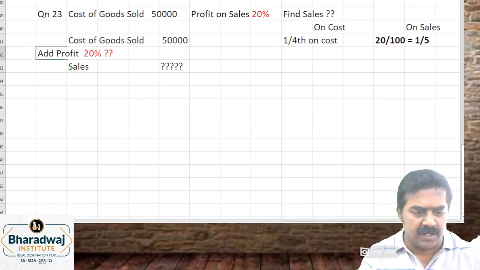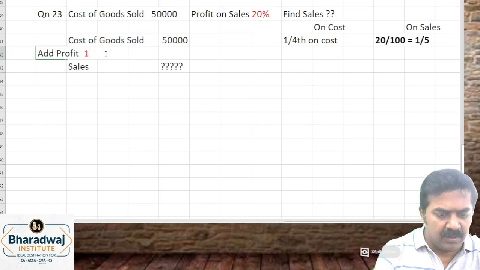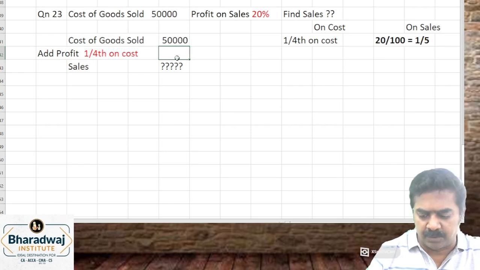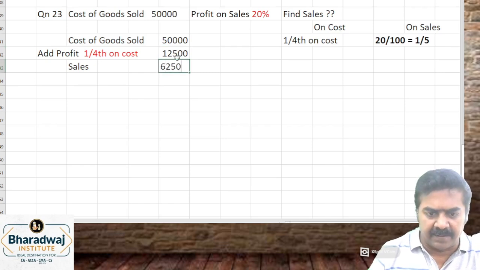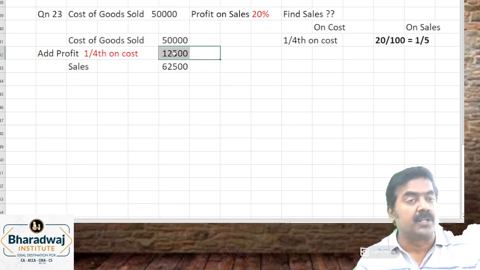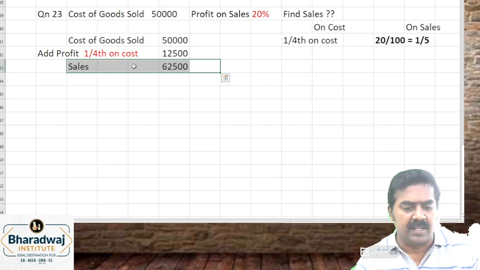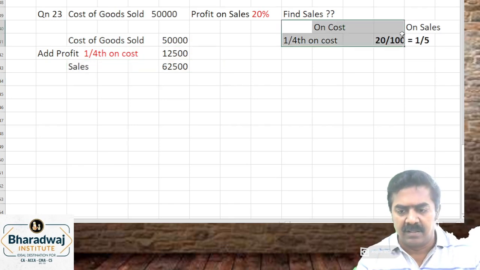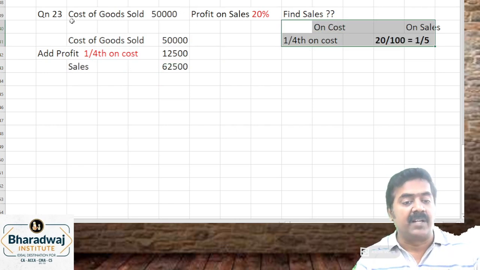So profit is not 20%. Profit is what? 1/4 on cost. So if we put 1/4 on cost, 12,500 will come. Selling price will be 62,500. You can verify it. If you put 20% on sales, 12,500 will come. Apply 20% on sales and see, how much will come? 12,500.